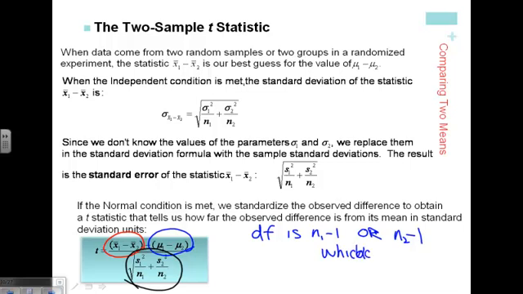whichever is smaller. And that again follows that theme of the t-distribution. We want it to be very conservative. We're not willing to take chances.